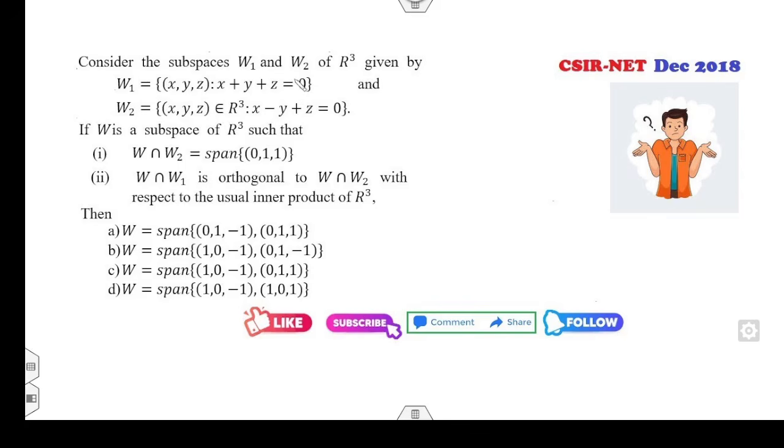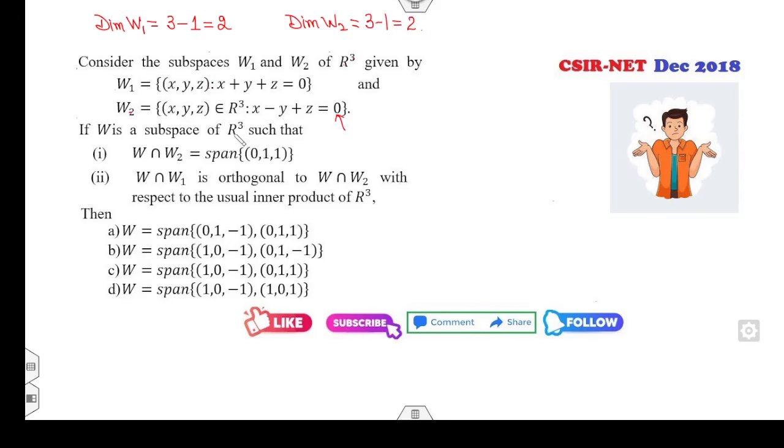Let W1 and W2 be subspaces of this. Can you find the dimension of W1? This is 0, that is a nullity. So that is 3 minus 1 condition, that is my 2. Similarly, the dimension of W2, again we have to find the dimension of the nullity, that is 3 minus 1 condition, which is my 2.